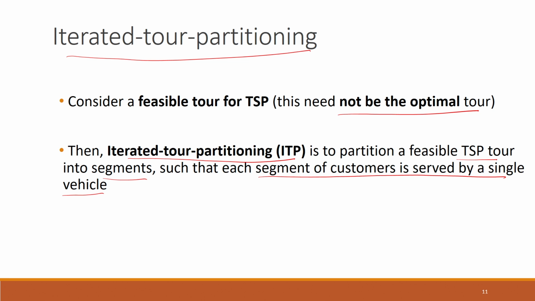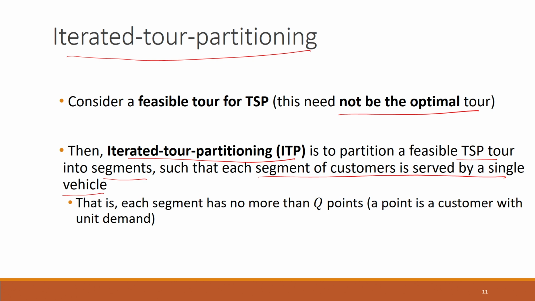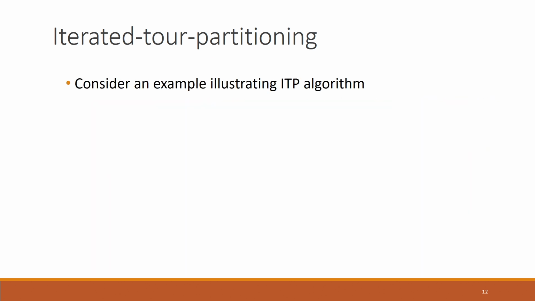Okay. And you can then think that the number of customers in each segment should not exceed the capacity Q, because in this transformed problem every customer is only asking for 1 unit of the product. That is, each segment has no more than q points. A point is a customer with unit demand. So let us consider an example to illustrate this ITP algorithm.